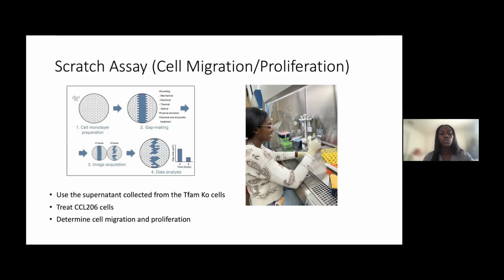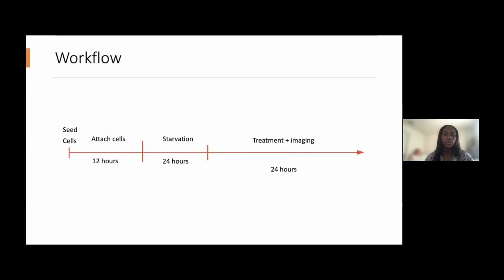Now with this, we used the supernatant from the TFAM knockout cells that we hope would have SASP secretome in it, hoping the SASP secretome would be able to cause proliferation. And we used the CCL206 cells, and this is a cell line of lung fibroblasts from mouse cells. And we hope to see that it did cause proliferation. So the workflow, how we did this, we seeded the cells in the well. Then over 12 hours, we let it attach.